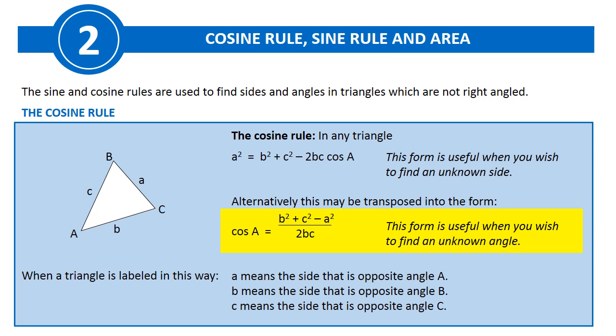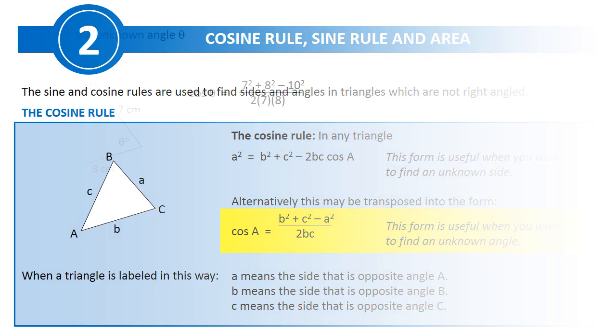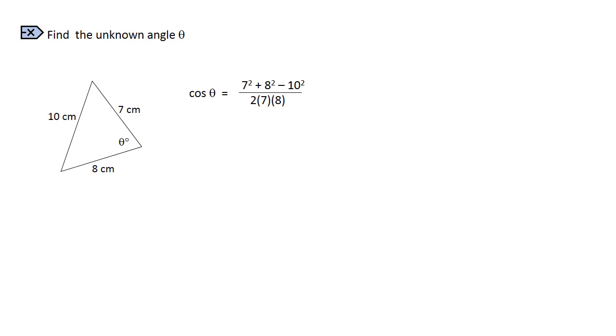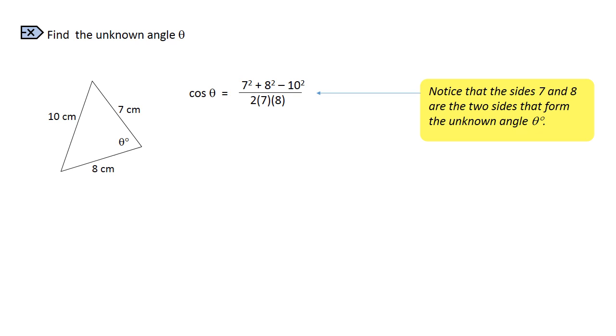Let's look at it in the context of a worked example. In this question here, the way that I set up the formula, I say that cos theta equals 7 squared plus 8 squared minus 10 squared on the numerator. Now the two sides that I add together there, 7 and 8, are the two sides which form angle theta. They're the sides around angle theta. And the 10 squared, which I take away, that's the side which is opposite angle theta. Then we have to divide that by 2 times 7 times 8.